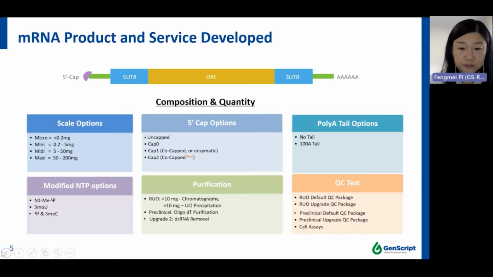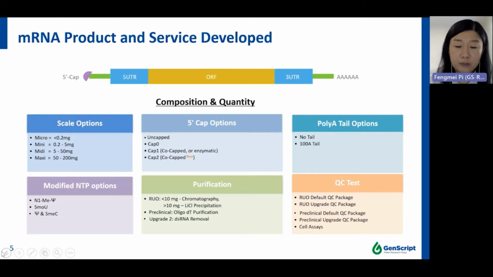immune response. About the purification method, when the RNA preparation scale is less than 10 mg, we just use the chromatography method to purify it. And when it is more than 10 mg, we prefer to use lithium chloride precipitation, since this gives the highest quality of mRNA at larger scale.